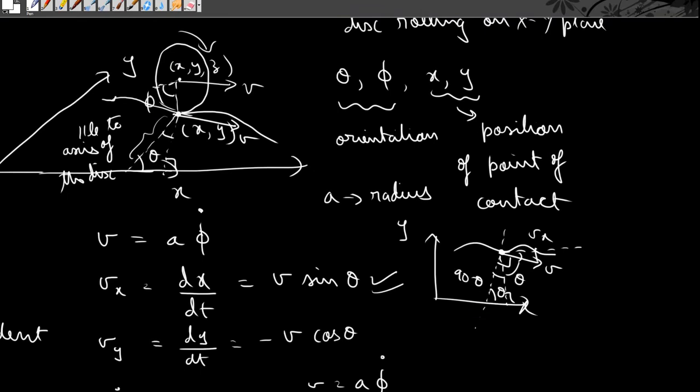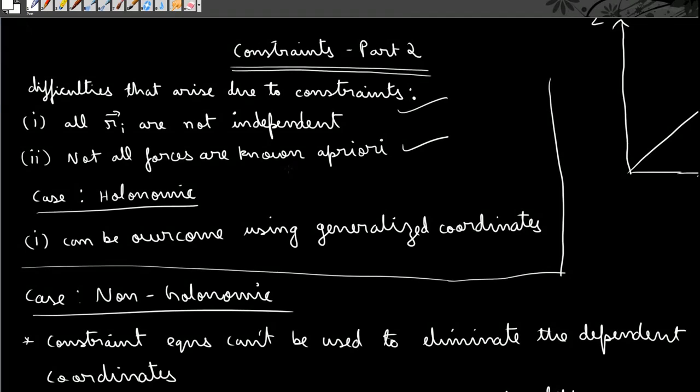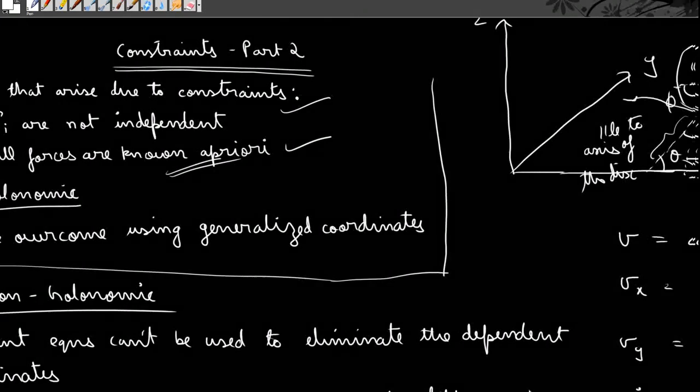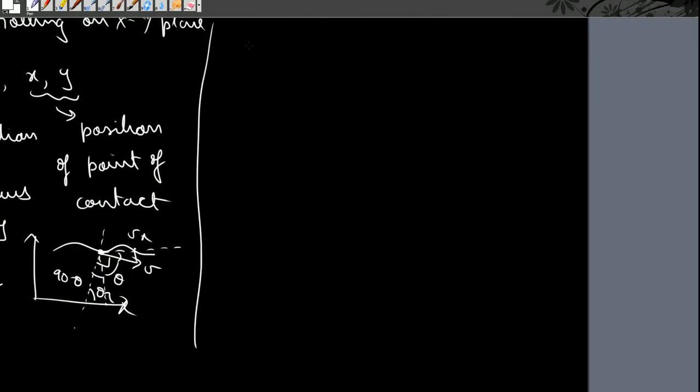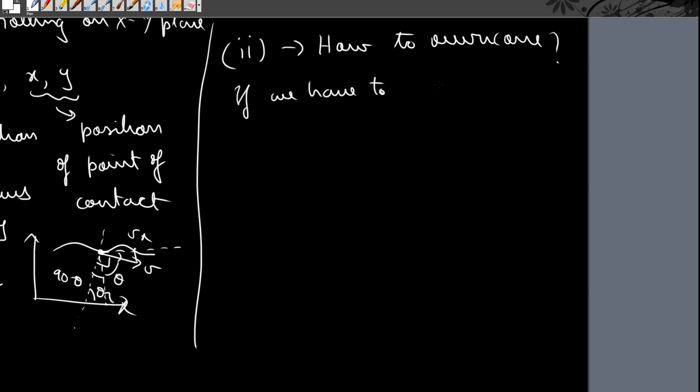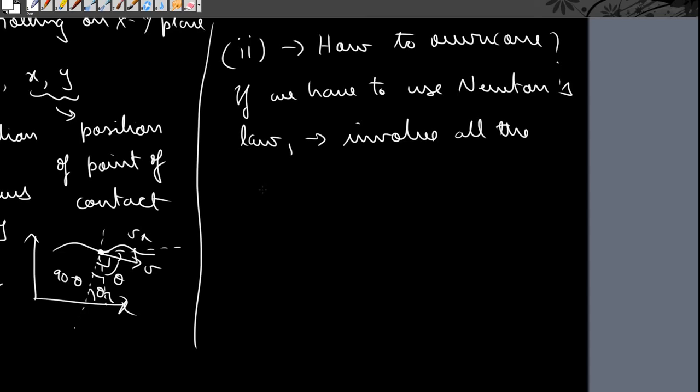But what about the second difficulty? What about the second difficulty, that is, not all forces are known a priori? How do we overcome that? Okay, so how to overcome this? Now, if we had to use Newton's law, then this is going to involve all the forces. Okay, so in order to use Newton's law, we need to involve all the forces which are not known. That is the difficulty that we have here.